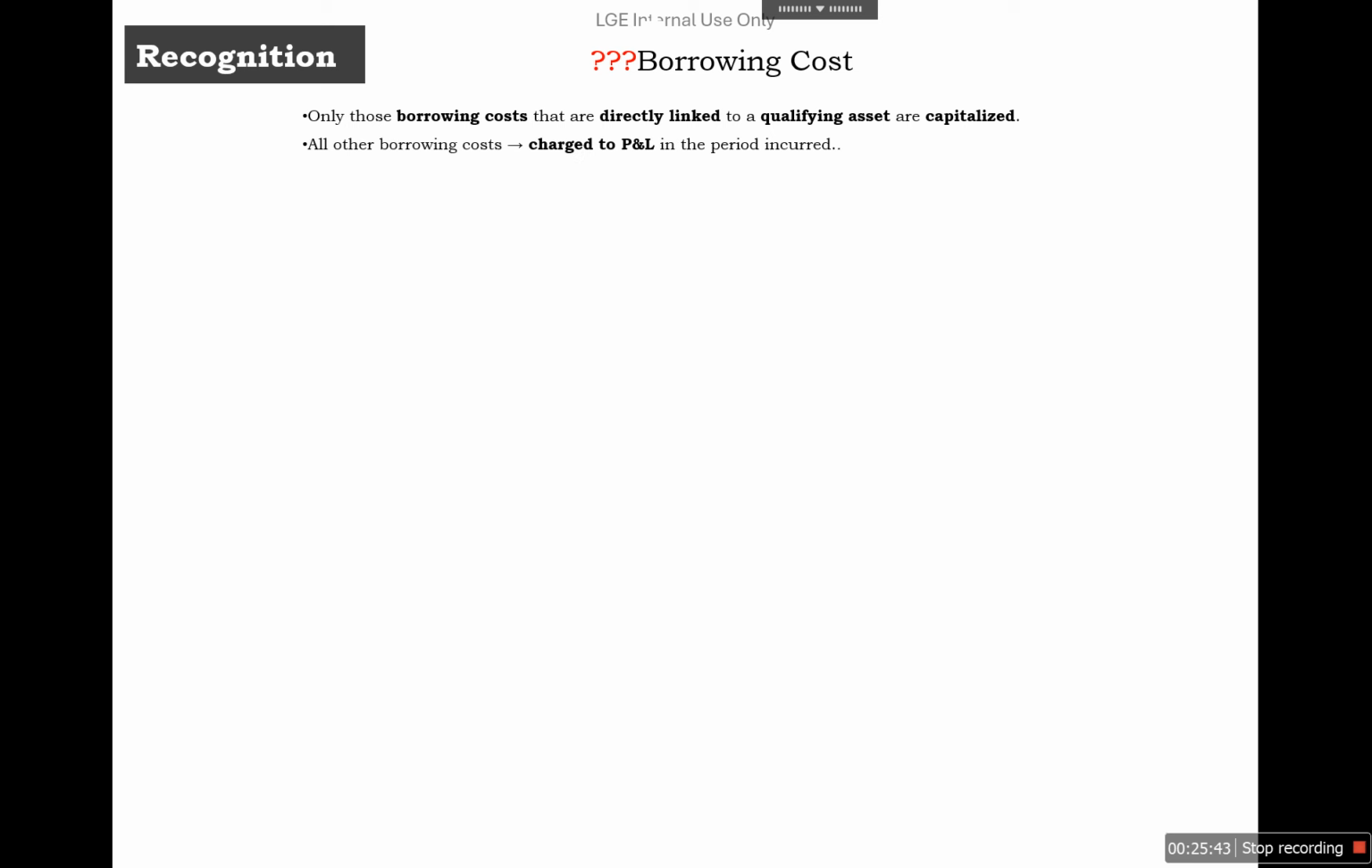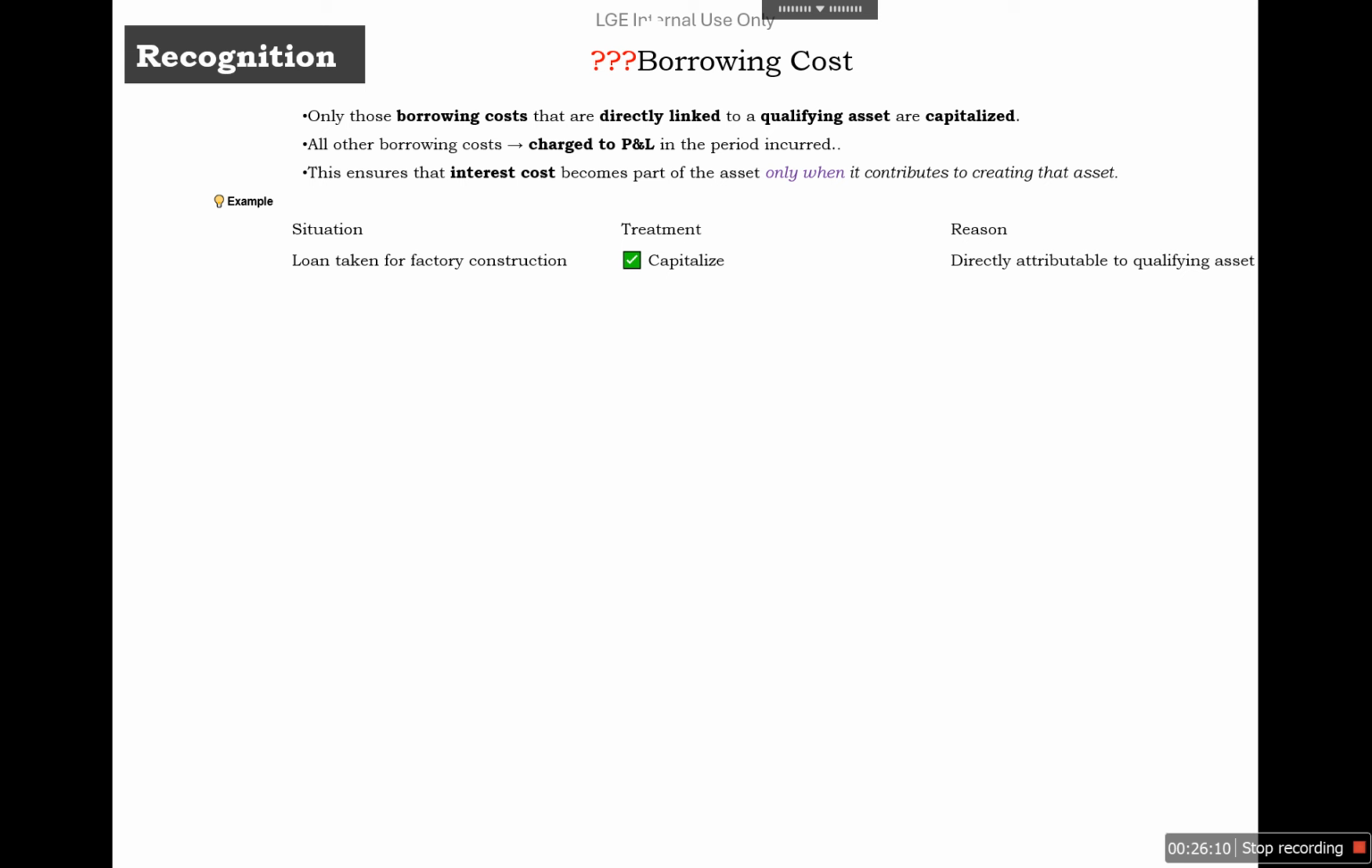Next is the recognition of borrowing cost. So only those borrowing costs that are directly linked to a qualifying asset are capitalized, and all other borrowing costs will be charged to P&L in the period they are incurred. So this ensures that interest cost becomes part of the asset only when it contributes to creating that asset. And other general borrowing costs are expensed. For example, if a loan is taken for a factory construction, then we need to capitalize it because the loan cost is directly attributable to a qualifying asset.